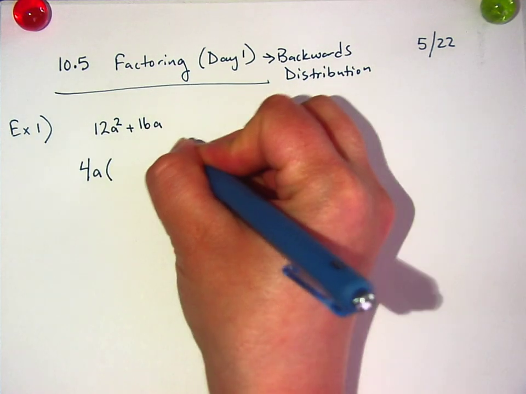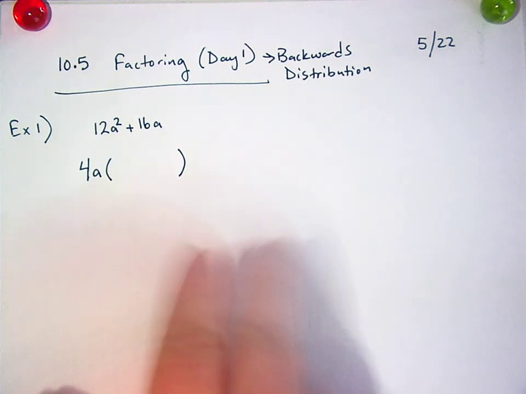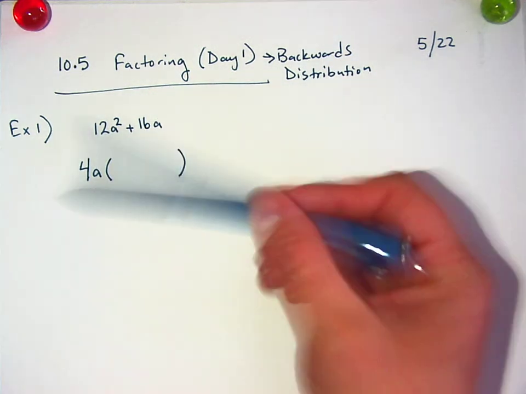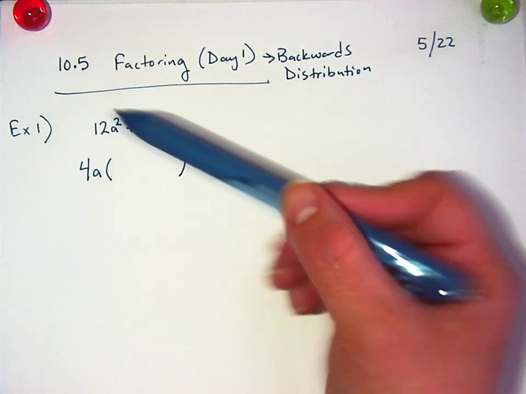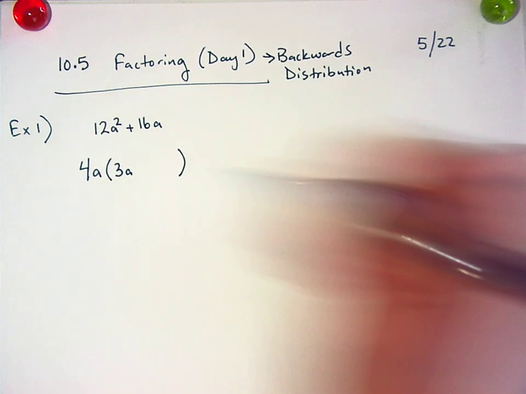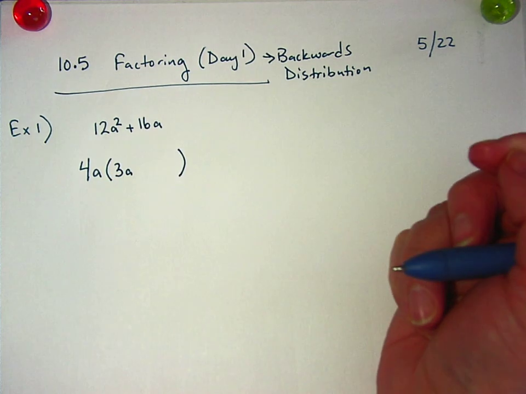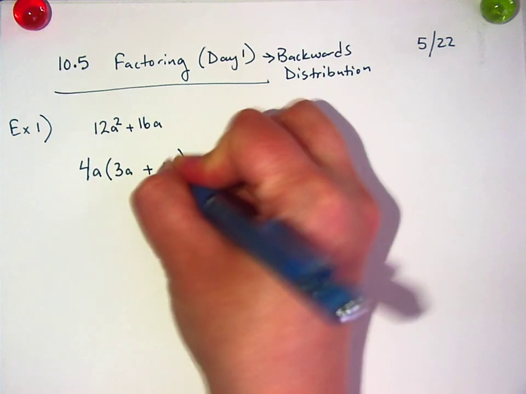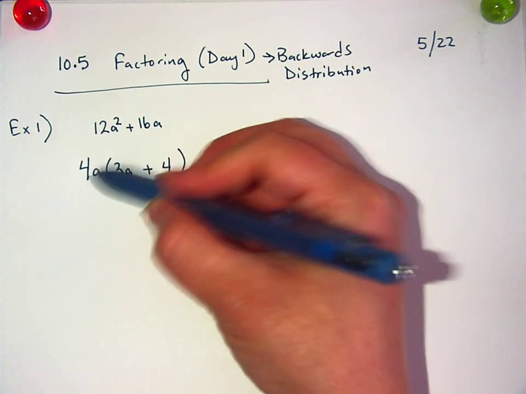And then I'm writing a parentheses because we're imagining that we're backwards distributing. We're figuring out what is in common between both. If I divide 12 by 4, what do I get? 3. And a squared divided by a is just a. 16a divided by 4a is what? 4. Plus 4, just 4, because the a would be distributed in.